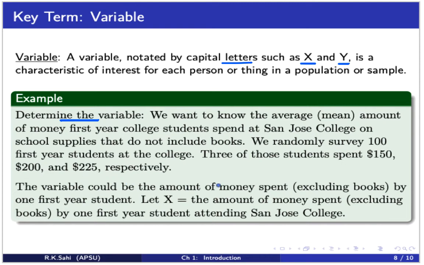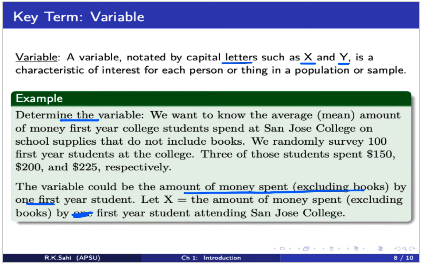Now, what could be the variable? One of the variables could be the amount of money spent excluding books by a first-year student. So we say, let capital X be the amount of money spent excluding books by first-year students attending San Jose College.